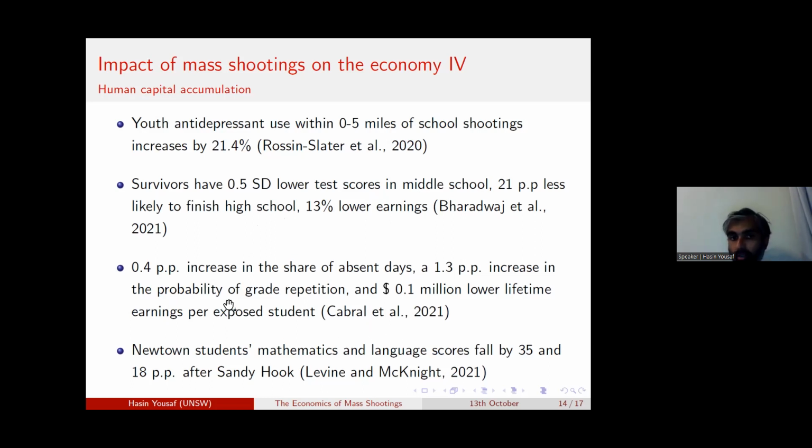Similarly, Cabral et al. find that there is a 0.4 percentage point increase in the share of absent days among students where school shootings occur, a 1.3 percentage point increase in the probability of grade repetition, and $0.1 million lower lifetime earnings per exposed student. So these numbers are substantial if you look at how prevalent mass shootings are in the US. Similarly, Levine and McKnight look at students who were impacted by the Newtown school shooting, and they find that those students directly had a decrease in their math and language scores by a magnitude of 35 to 18 percentage points.